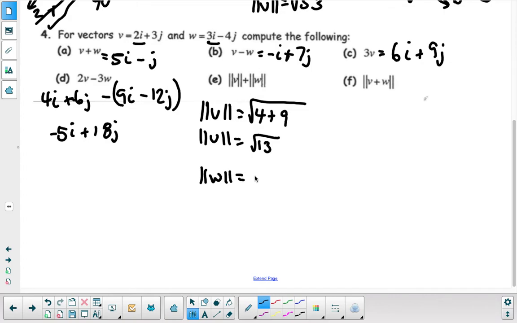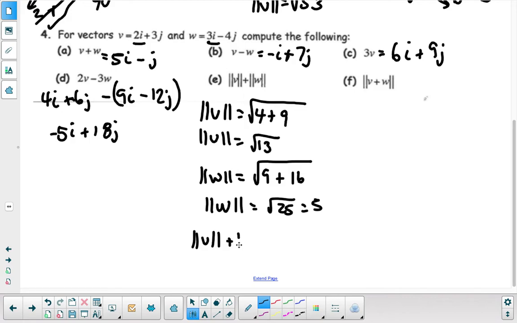Magnitude of w is going to be 3 squared plus negative 4 squared, which is square root of 25 or 5. So that means that the magnitude of v plus the magnitude of w is equal to root 13 plus 5.